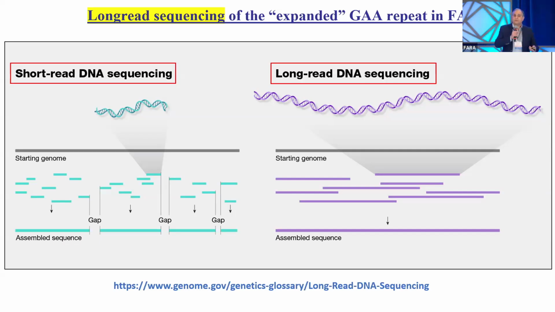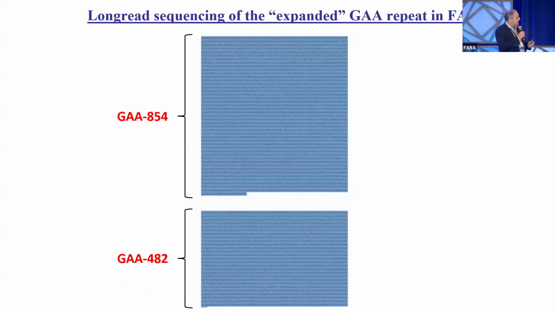And so we figured, why don't we use that for FA and actually look at the repeat and see how long it is, but also, is it actually GAA all the way? Okay? So here is an example of long read sequencing. Now, instead of showing you two bands, we can actually see two boxes here. The boxes are all shaded in blue because GAA has been given a blue color. And so what you're seeing here is 800 and something and 400 and something. So that's two expansions. And it's all blue, so it's pure GAA, right?